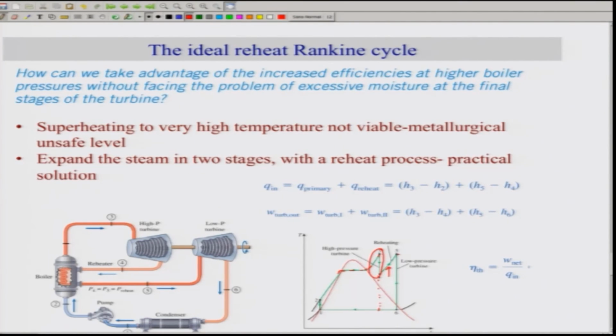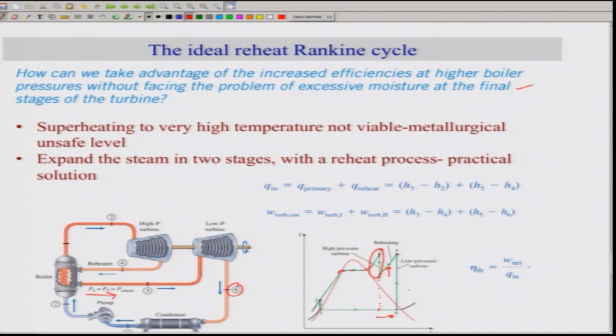That's why you have 2 turbines, and that's why from 2 to 3 it goes and the steam is taken out and reheated. The exit P5 is taken to the low pressure turbine, and from here you have 6, and 6 undergoes condensation using a condenser, completing the whole cycle. So reheating increases the quality, reduces the excessive moisture at the final stage and increases the performance of this particular Rankine cycle.